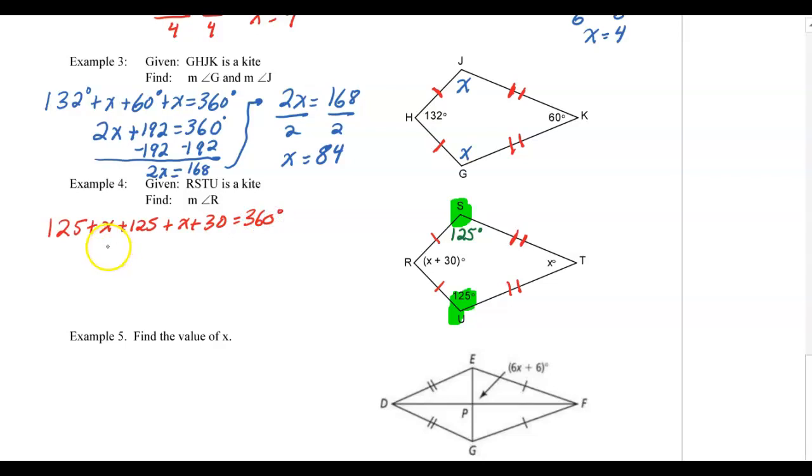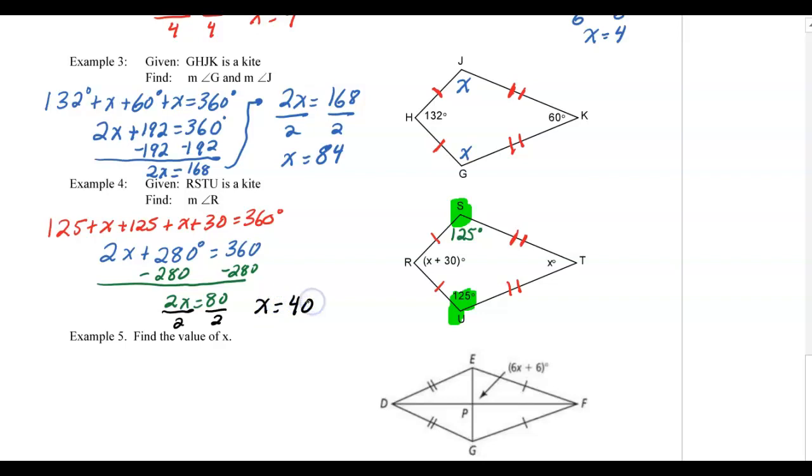I'm going to combine like terms, so 2x plus, and when you add 125, 125, and 30, you get 280. So that's equal to 360. We'll subtract 280 from both sides, so 2x is equal to 80. I'll divide both sides by 2. And x is equal to 40.